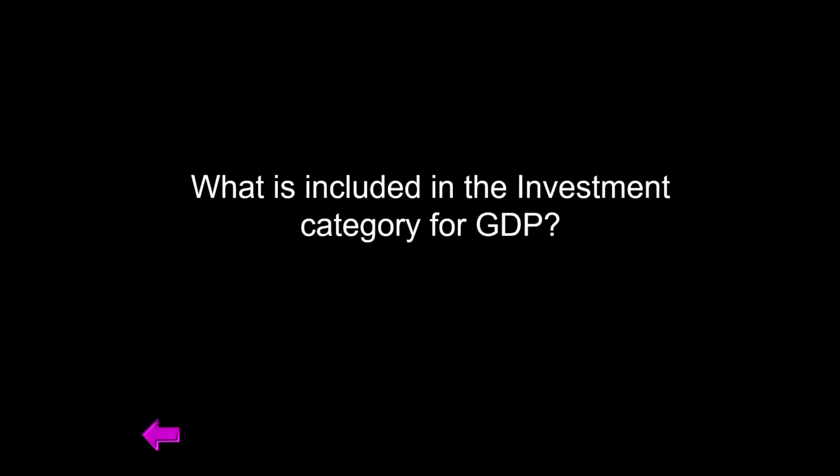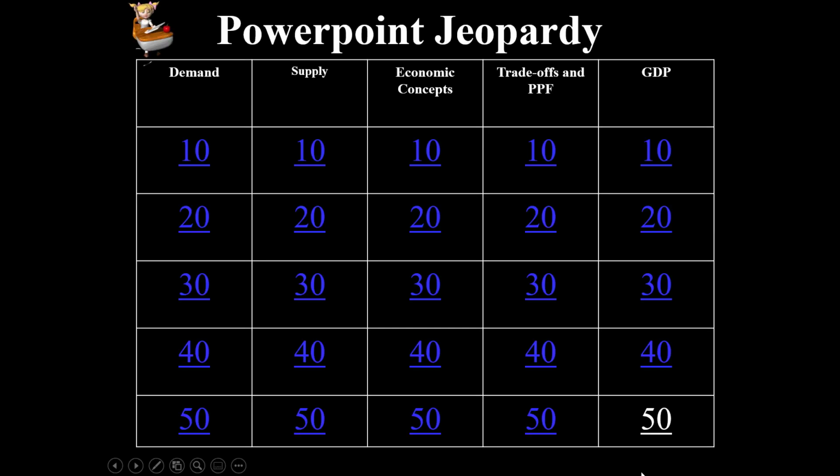What is included in the investment category for GDP? In the investment category, it includes spending by firms on new factories, office building, machinery, changes in inventory. It also includes household spending on new homes. So new home purchases are included in investment.